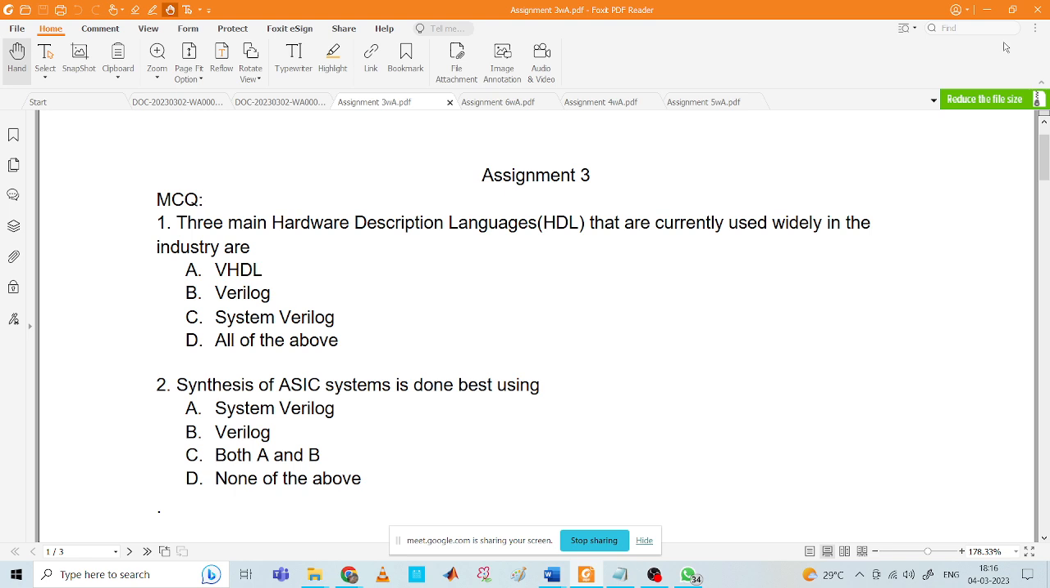Which one is important, sir? Right now, Verilog is very important. Yeah, if you know Verilog, then most of the problems will get solved because System Verilog is more like Verilog. So Verilog and System Verilog both are very good. VHDL is a very old language, but still it is used for writing HDL code.